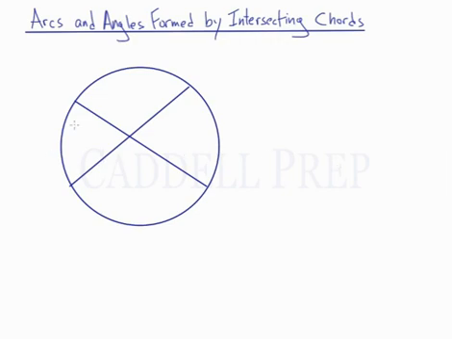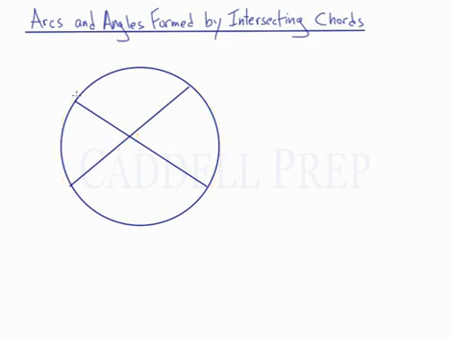And we also have a number of arcs that are formed. So we have this arc, and we have this arc. Okay, these are not equal. These are not the same length, okay? Even though the angles across from them are equal, these two arcs do not equal each other.